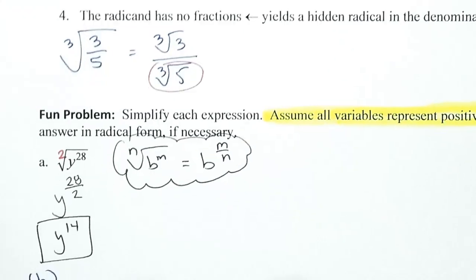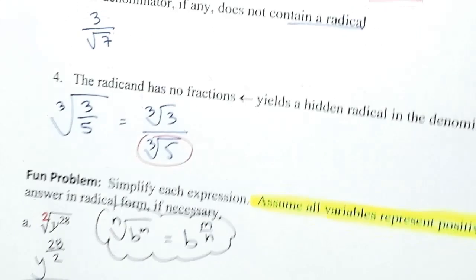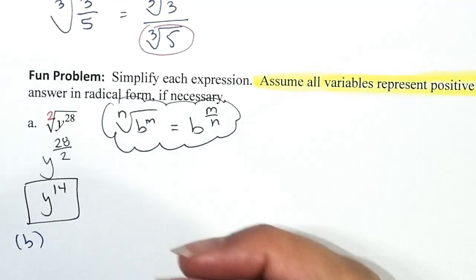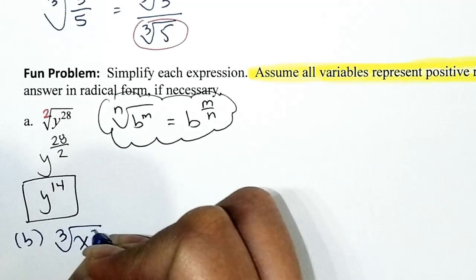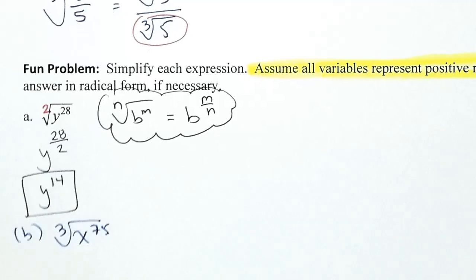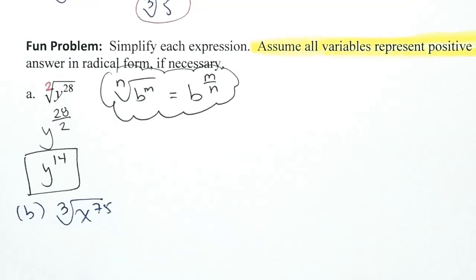Problem B, yeah, you cannot see that. Sorry. Problem B, we have cube root of x to the 75th power. Okay, so I don't know what that is, so what am I going to do? I'm going to get out of the radical, or if you want to impress your friends, put it in exponential form. So to do that, let's go ahead and write the following.